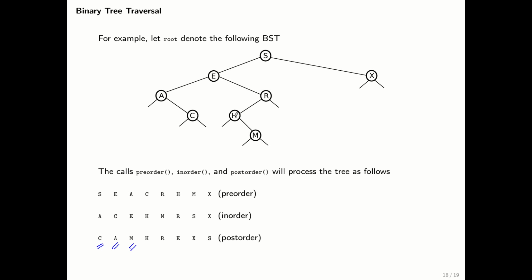So we come back here, so we print H. So that's done. We come back here, we print R, and that's done. We come back here, we print E. So we are done with this subtree now.